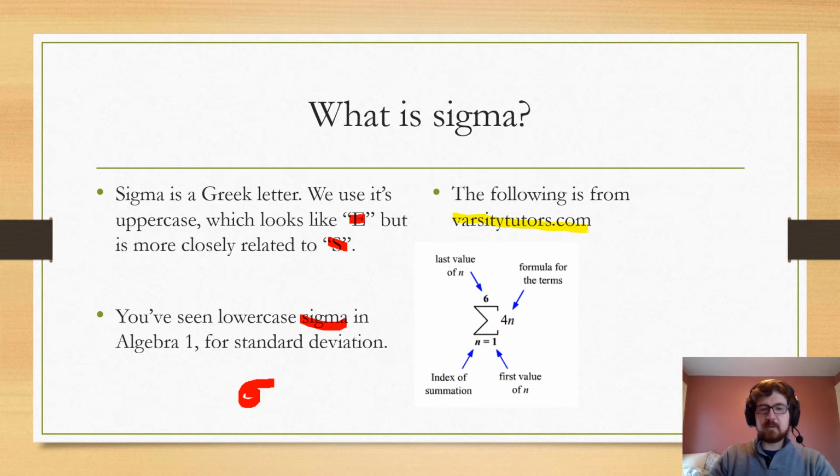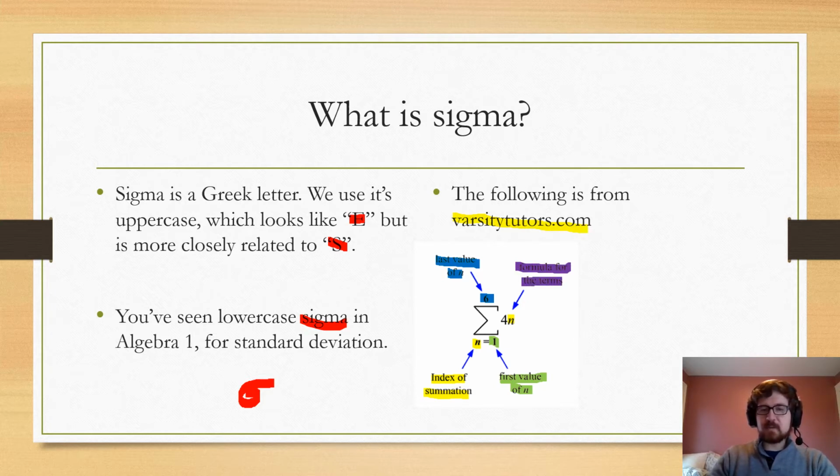Now, let's start at the bottom, work our way up. The index of summation is just this letter here. This letter will always be the same as is in your expression. The first value of n has to be given here, and it's just the first one you're going to plug in for n. And you're just going to keep plugging in until you get to the last value of n, which is given at the top. You're also always given a formula. You will never not be given a formula for the terms.